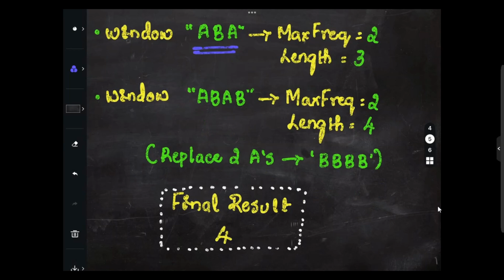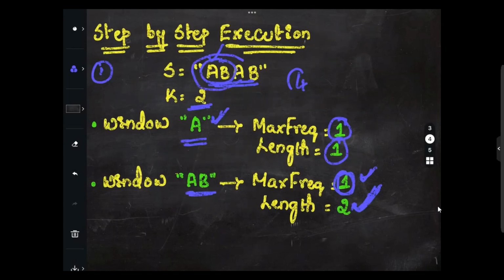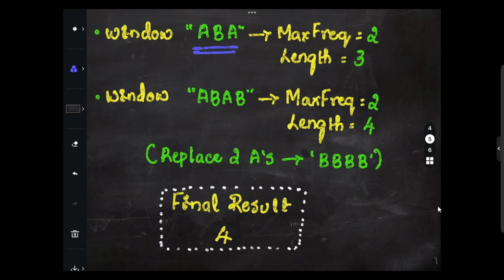Max frequency is 2. In this case, we will be considering these 3 things together here now. A, B, A we will consider, right? So either we will be changing this one, B to A, or we can change A to B here in this case, right? So here in this case, maximum frequency is 2 and length is 3.